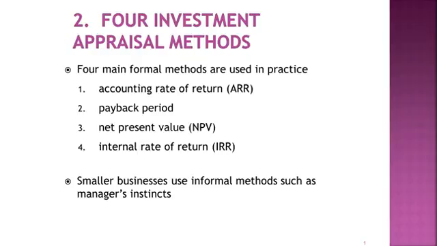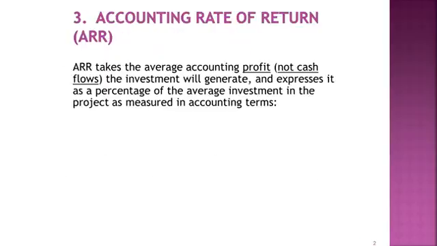Smaller businesses will use informal methods such as manager's instinct. So if Bob the plumber thinks he needs a new van, he'll make the decision based on his instincts rather than go through the formal methods.